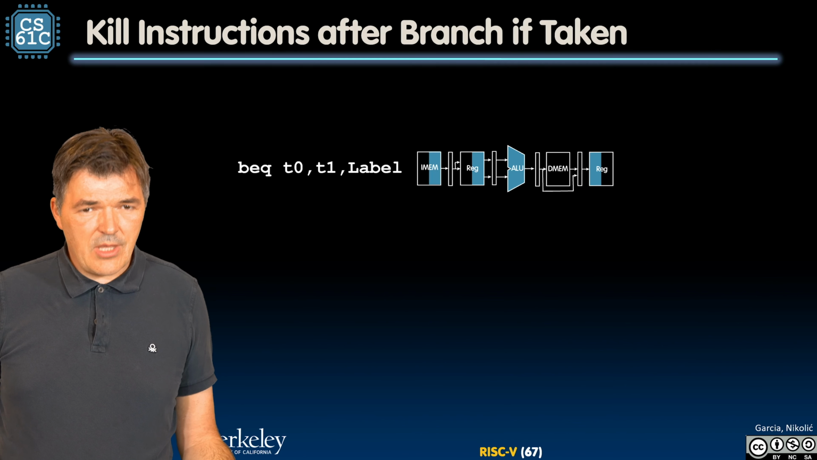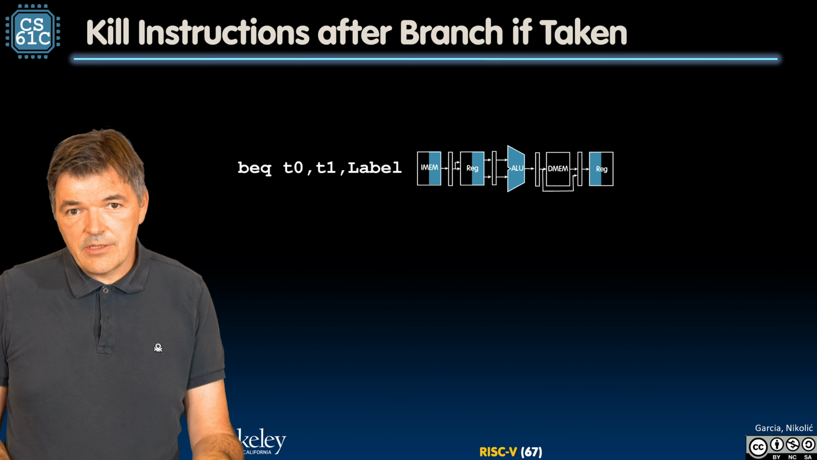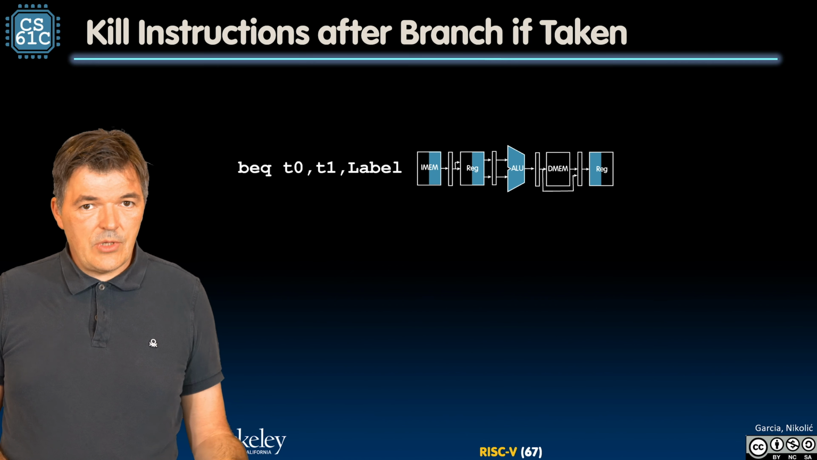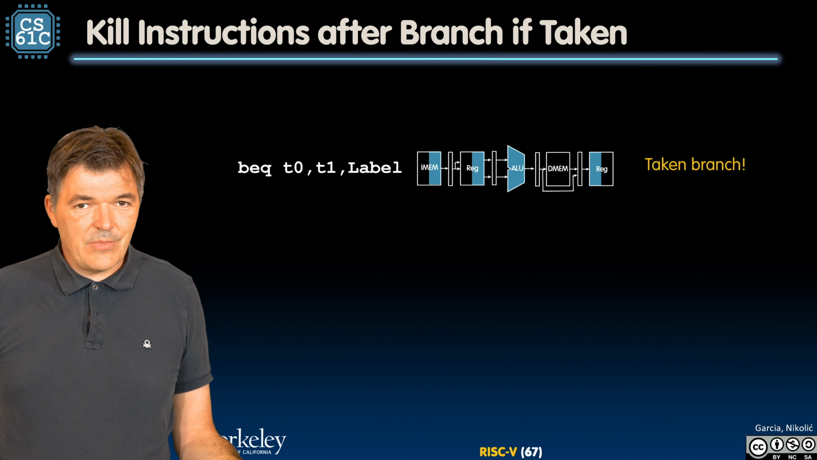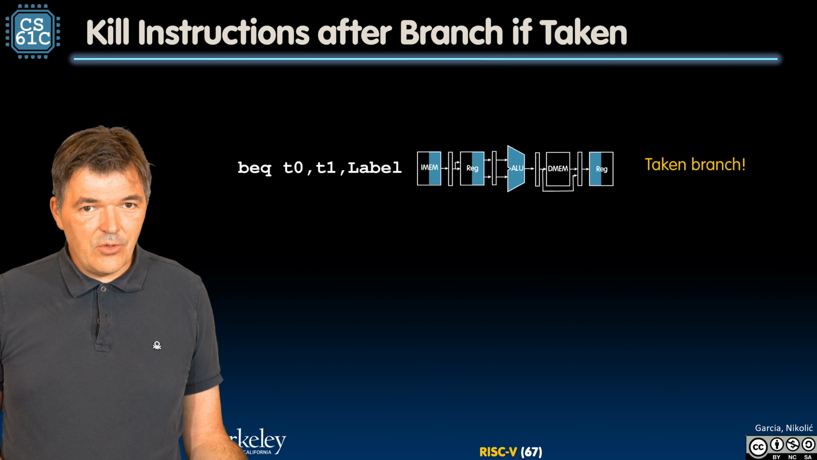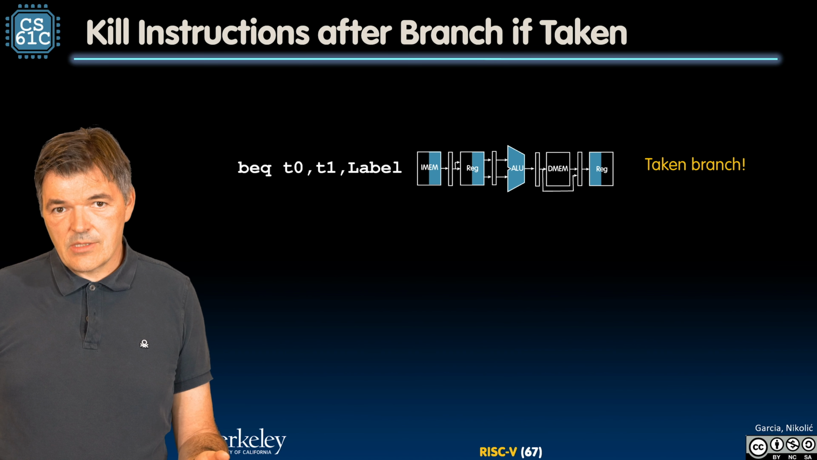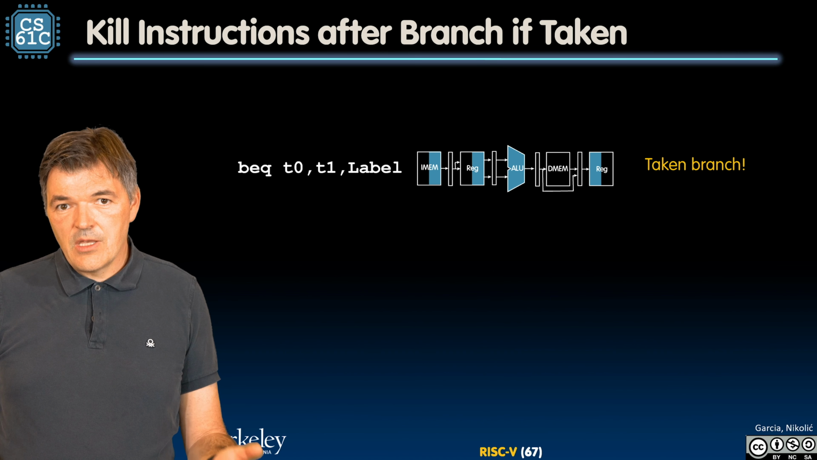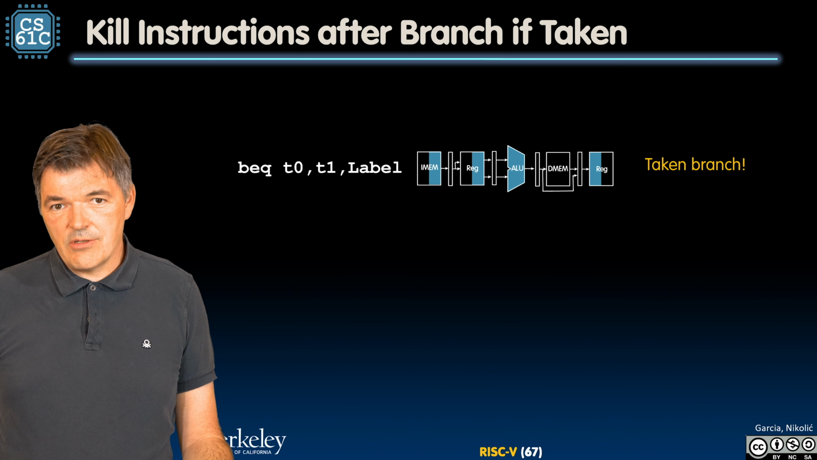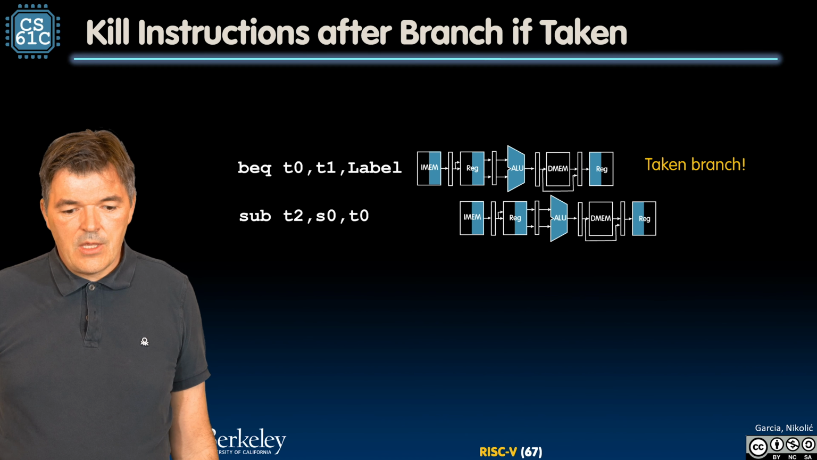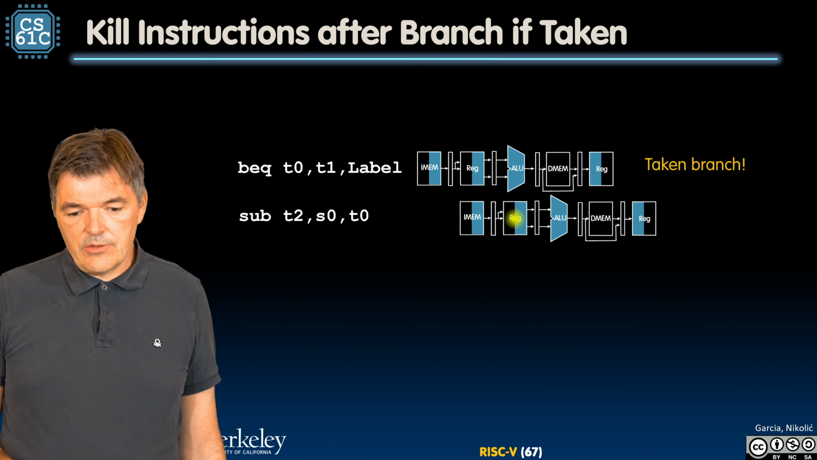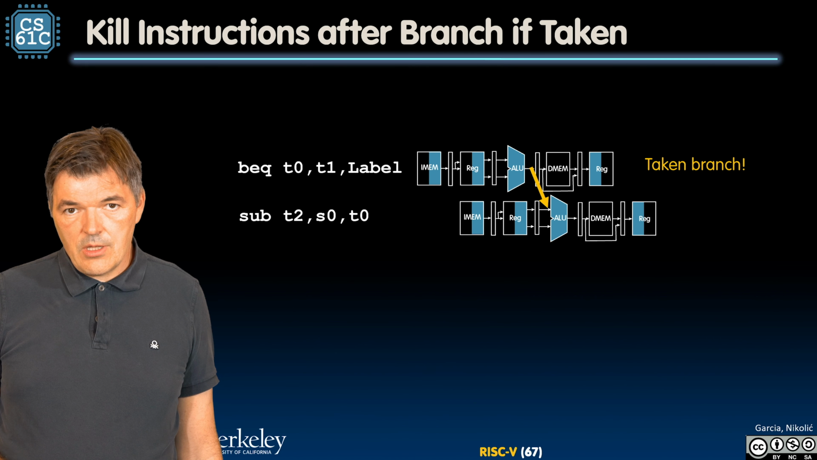Let's recap. How do we cancel them? Well, we basically convert them in flight to NOPs. How do we do that? Well, the same way we did that with the load instruction. We alter the control bits for the instructions that are in flight such that they don't change the state of the processor. So when we find out that the branch is taken during the ALU phase, we go ahead and change this sub instruction to a NOP.